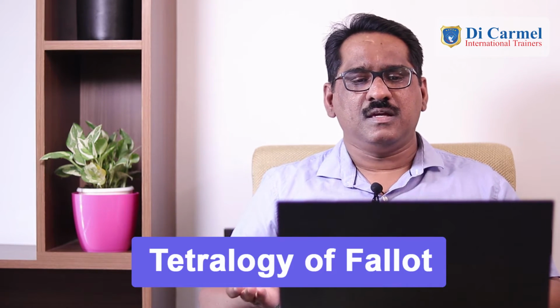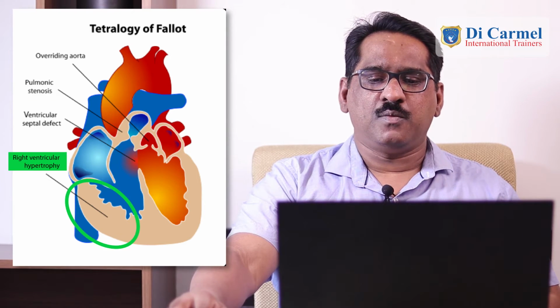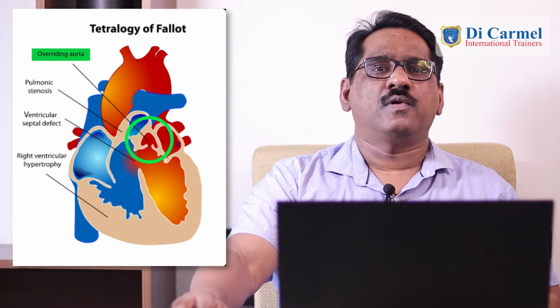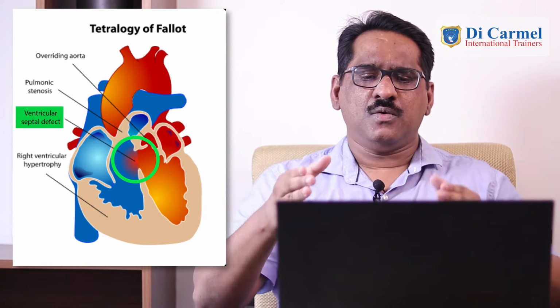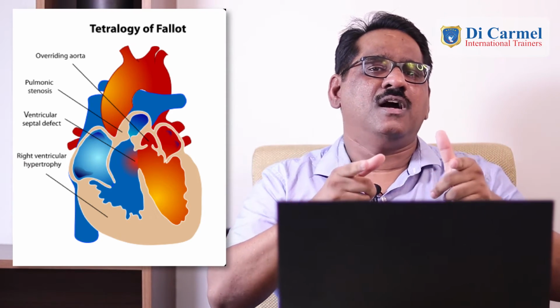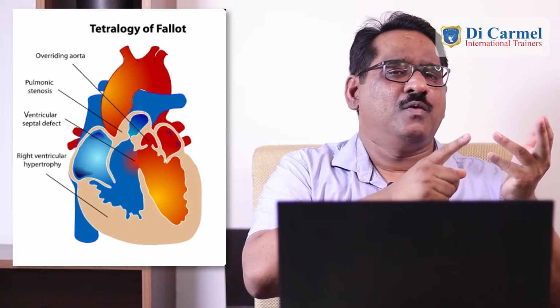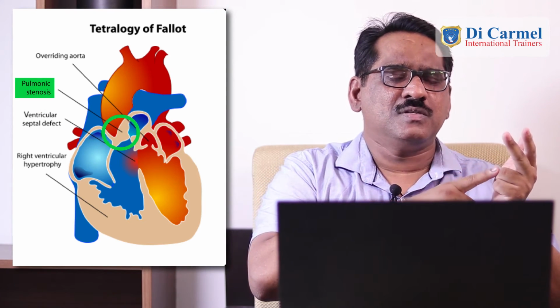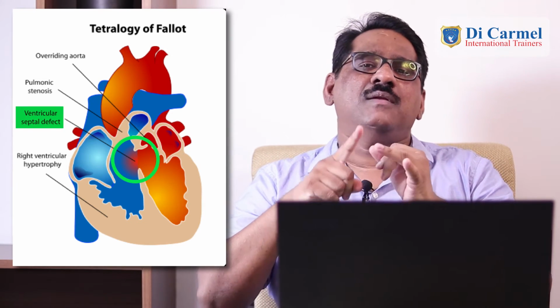As the term indicates, tetra means 4, right? It's a combination of 4 defects. Which are they? That includes pulmonary stenosis, right ventricular hypertrophy, overriding of aorta, and ventricular septal defect. So what do you see here? You see a combination of defects which we heard before under acyanotic defects. Didn't we hear already ventricular septal defect and pulmonary stenosis? They both exist here with the TOF as well. So there is VSD and pulmonary stenosis.